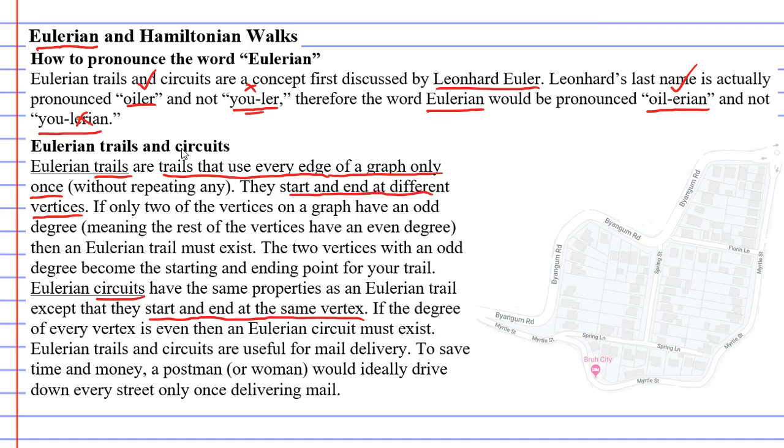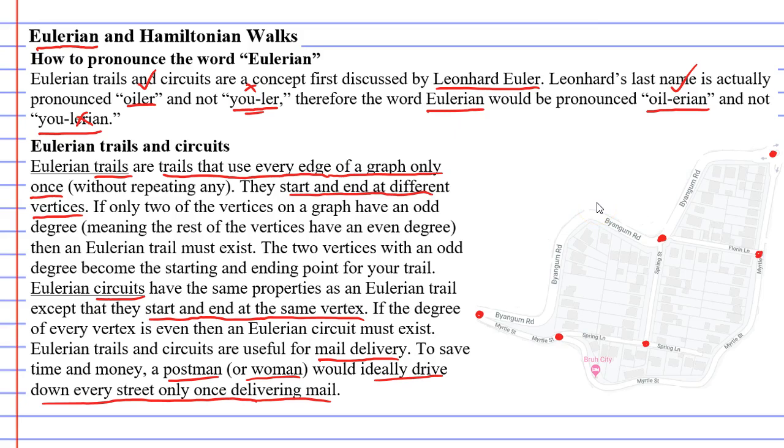Now, why is this useful? Well, it's very useful for something such as mail delivery. A postman or postwoman would ideally drive down every street only once delivering mail. This is to save time and money for the post office. So if we look at the map on the right, we would represent every intersection as some sort of a vertex, like so, and the post people will try and make a trail or circuit that passes down every road only once. So let's just have a quick go at it.